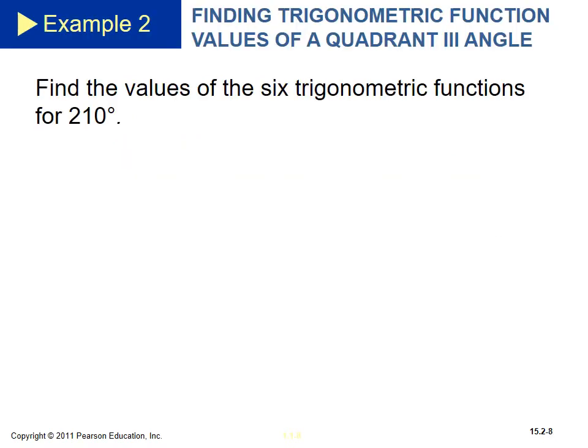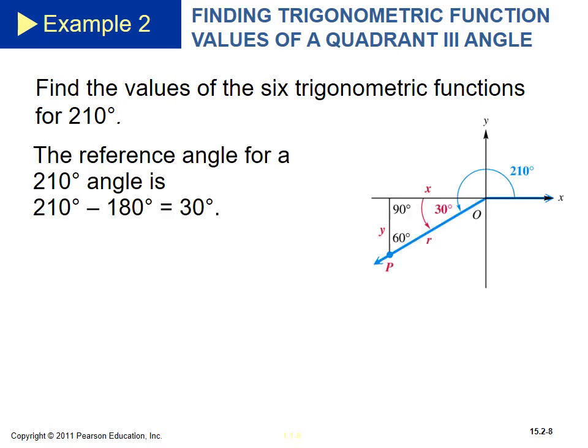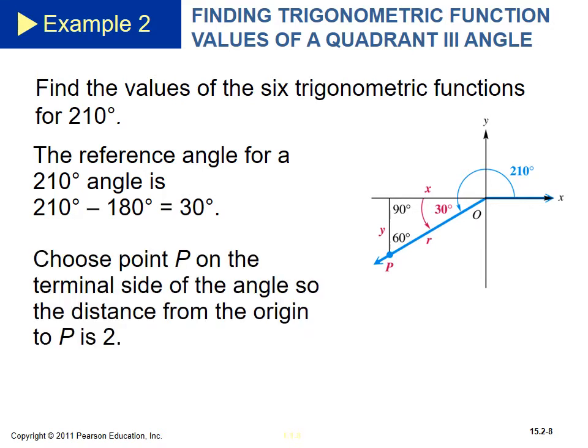All right. So find the value of the 6 trig functions now for 210 degrees. The first thing we want to do is come up with our reference angle. And our reference angle for 210 degrees is 30. So now that we know that, we choose point P on the terminal side of the angle so the distance from the origin to P is 2. The reason we want to do that is that we have a 30-60-90 right triangle. Because we know these are going to be in this ratio, the hypotenuse is 2, y is 1, and x is the square root of 3.